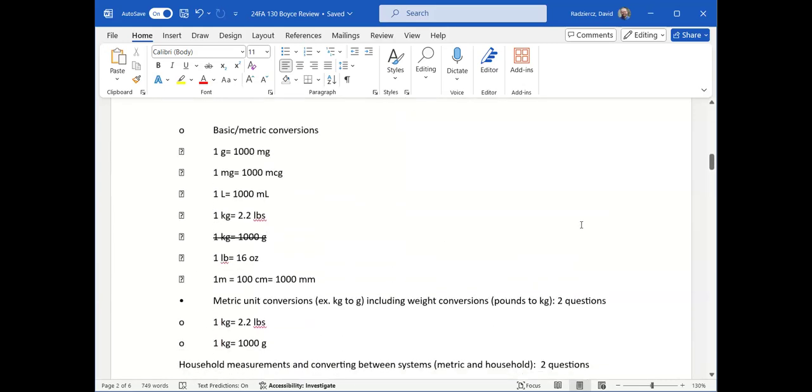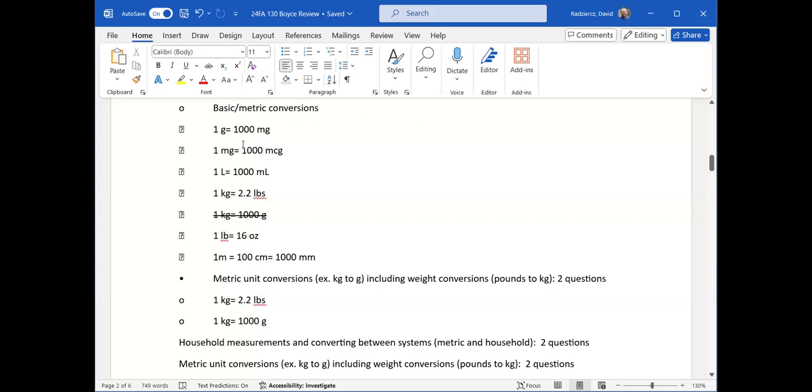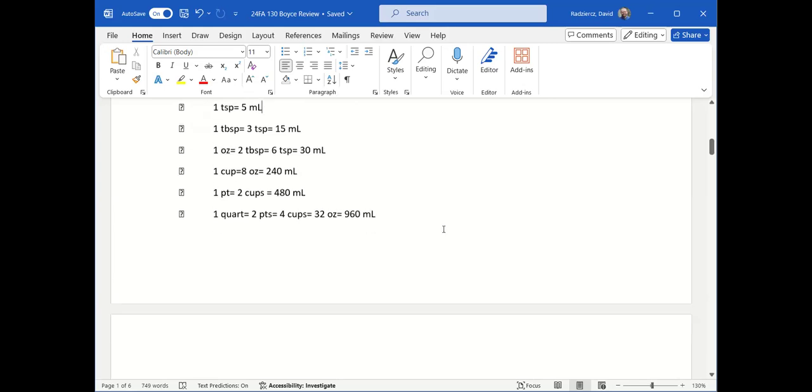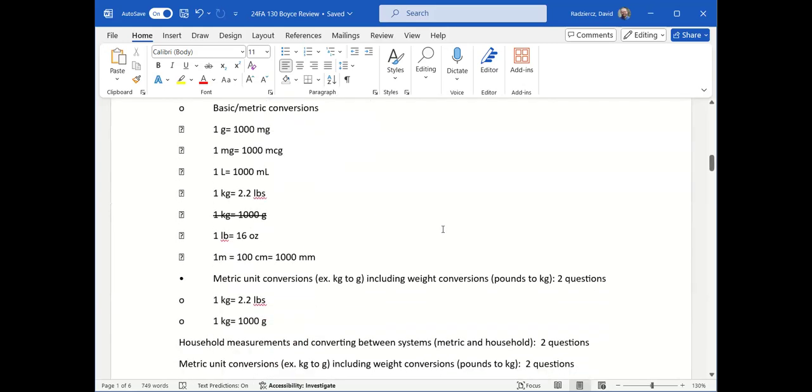Again, as a reminder, you are responsible for knowing these conversions, just like you're responsible for knowing your cups and ounces and teaspoons and tablespoons to milliliters. You're also responsible for knowing your basic metric conversions. So going from grams to milligrams, milligrams to micrograms, liters to milliliters, kilograms to pounds. Usually you're actually going to be predominantly going from pounds to kilograms.